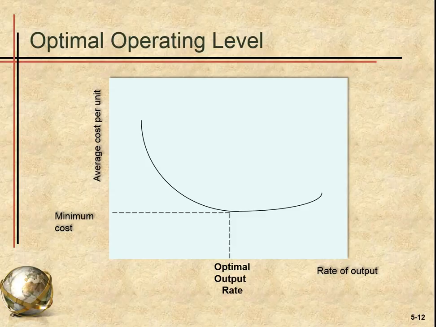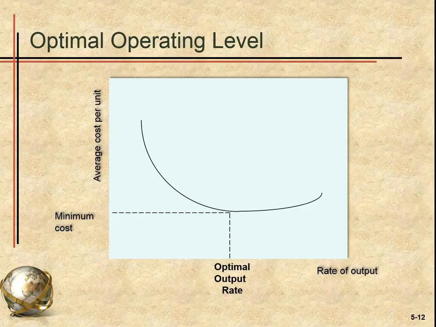Optimal operating level. This, again, math, graphs. Fear not. This makes total sense when you think about it. What this graph is showing is that on the left side, you have the average cost per unit, and then on your X line, you have the rate of output. And what this graph is showing is that the average cost per unit goes down the more units you're producing until it reaches an optimal rate. And that makes total sense when you think about it.